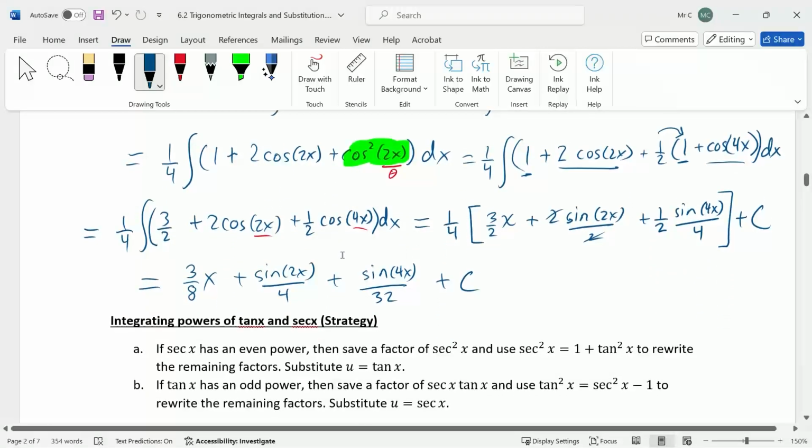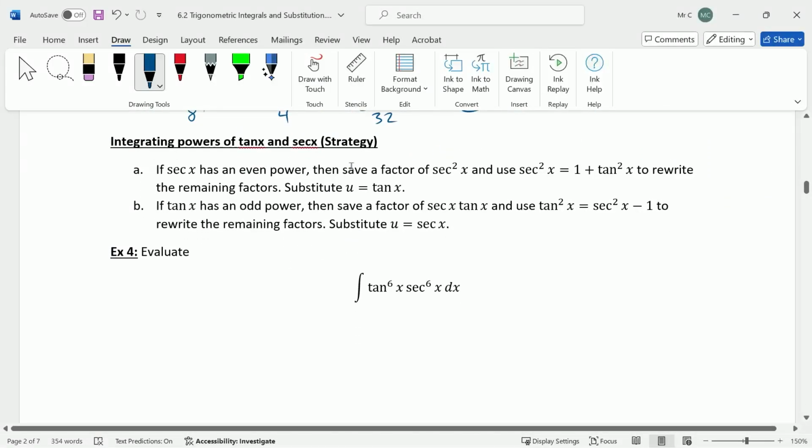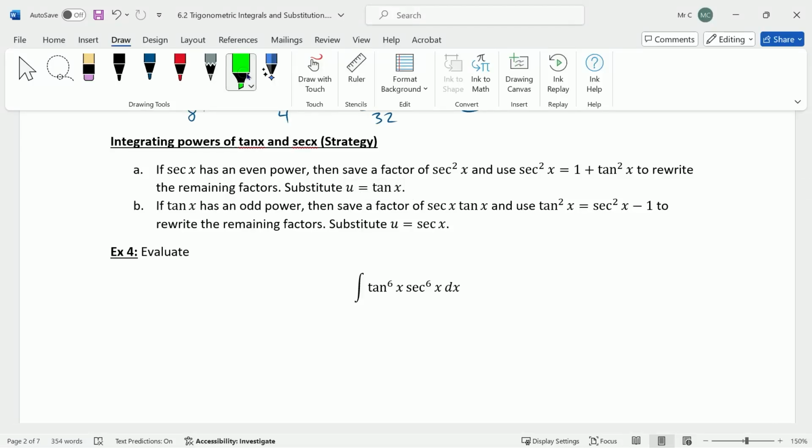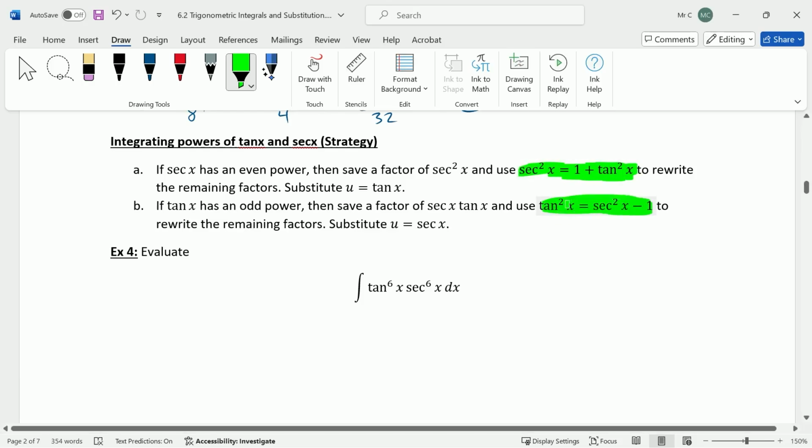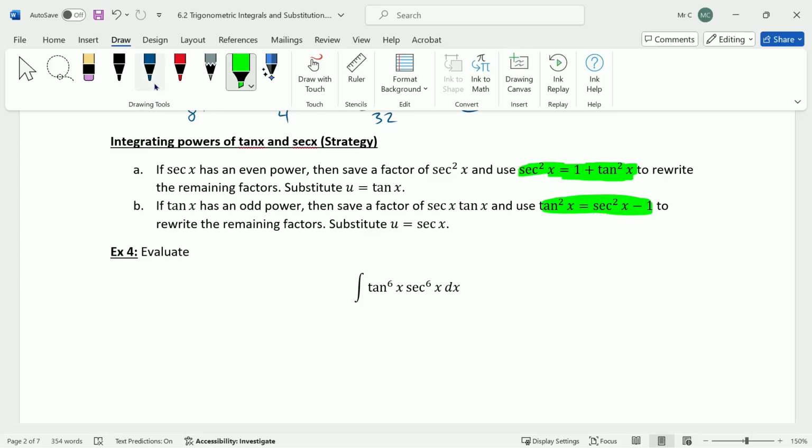Now let's move on and talk about integrating powers of tangent and secant of x. So this one's a little different. We've got to use these identities. Secant squared of x is 1 plus tangent squared of x, and tangent squared of x is secant squared of x minus 1. They're still Pythagorean identities, but they look slightly different than the ones for sine and cosine. And we also have to think about what the derivatives for these functions look like. So the derivative for tangent of x is secant squared of x, and the derivative for secant of x is secant of x tangent of x.